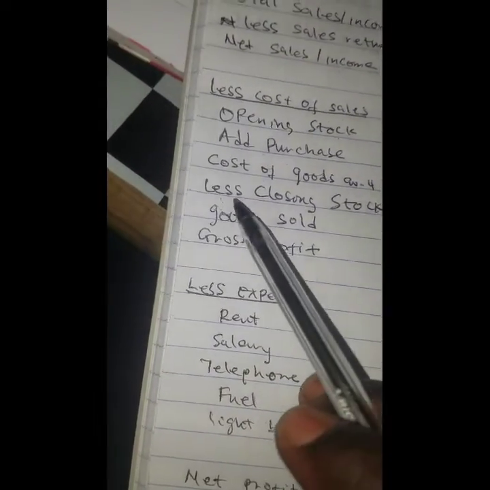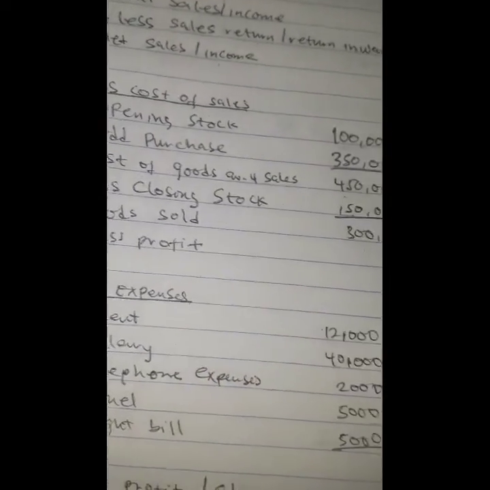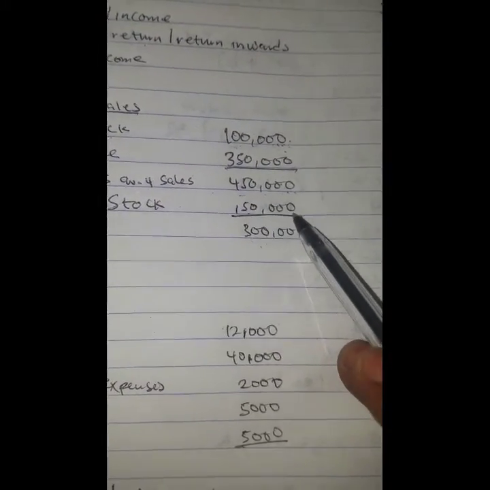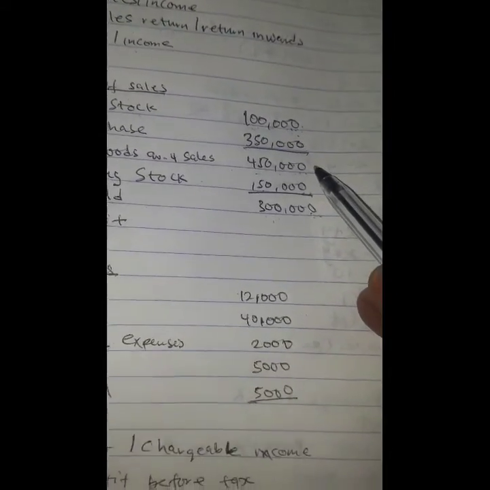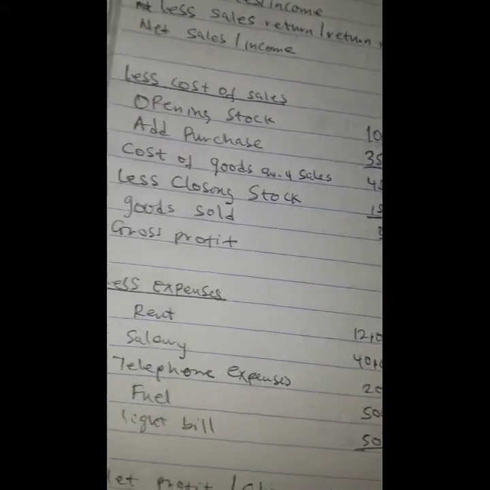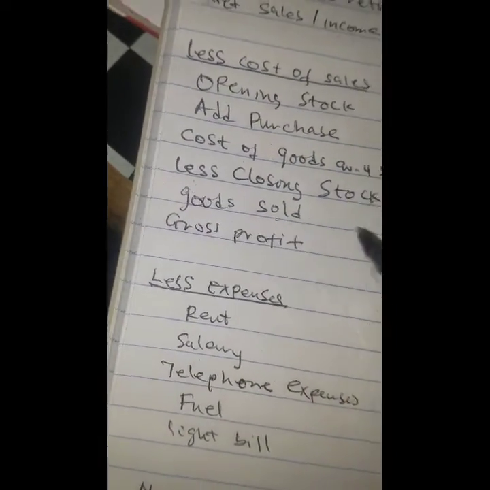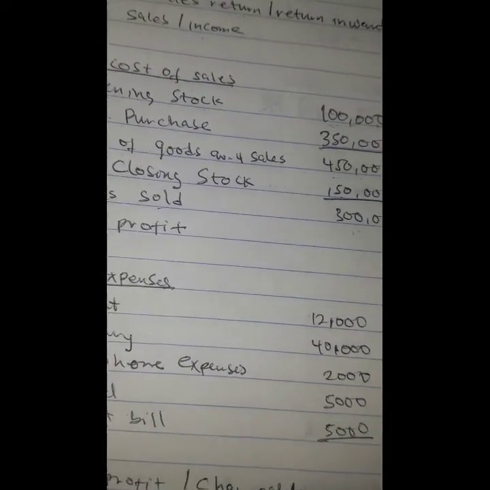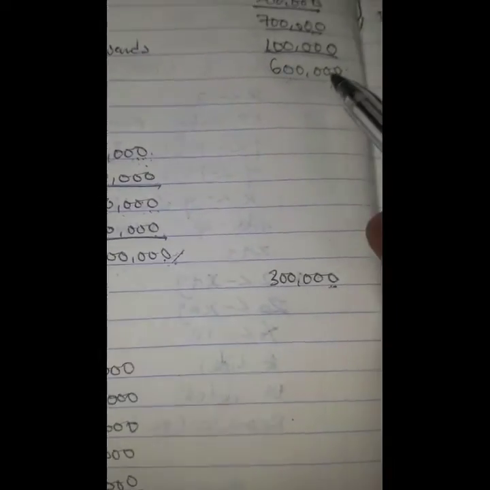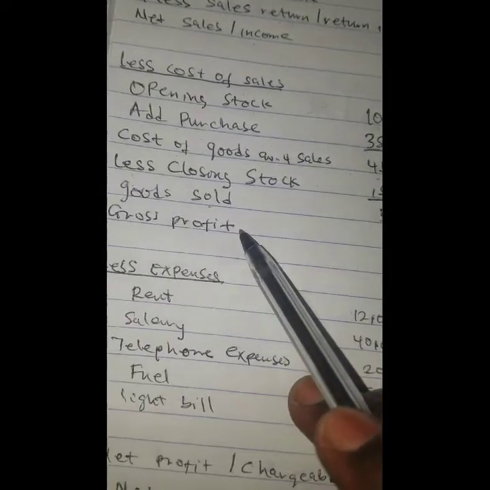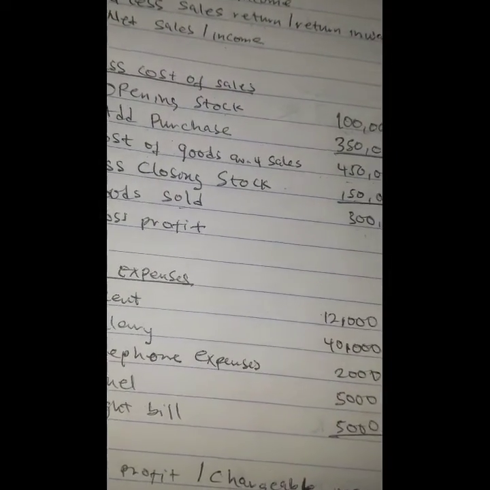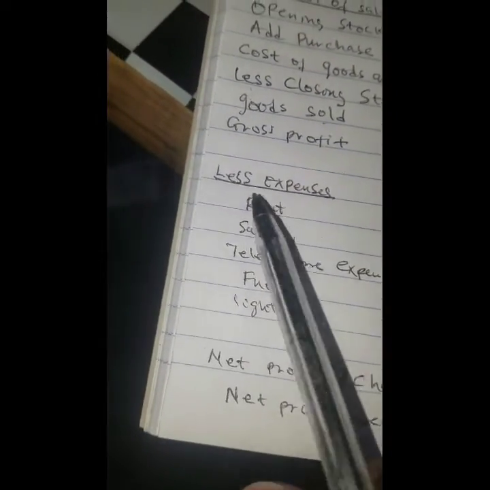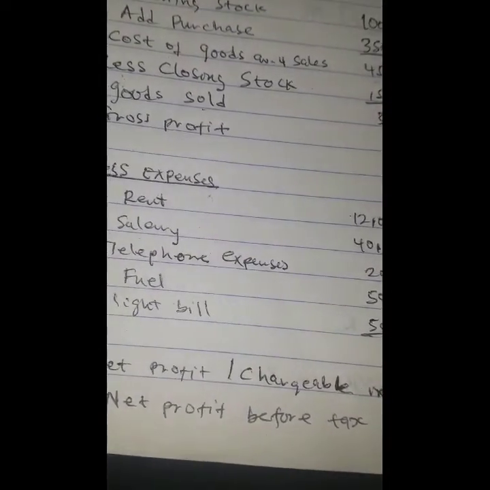So from the cost of goods available for sale, we less our closing stock, the goods we were not able to sell this current year, assuming we were having 150,000. So we less the 150,000 from the 450,000, and we arrive at 300,000 Ghana cedis. That is the cost of goods sold. These goods represent the total goods the company was able to sell within the accounting year. When we deduct the cost of goods sold from the net income, the remaining balance becomes our gross profit. It means that gross profit simply means no expenses have been deducted. With the gross profit, you then need to less your operating expenses from the gross profit.